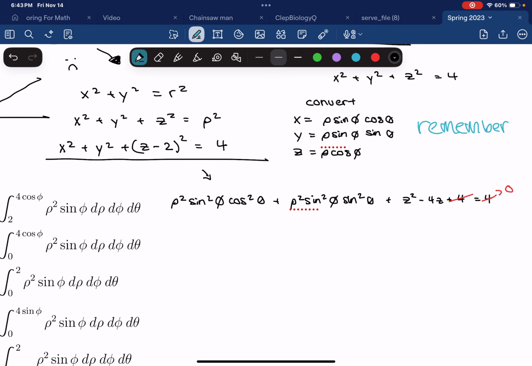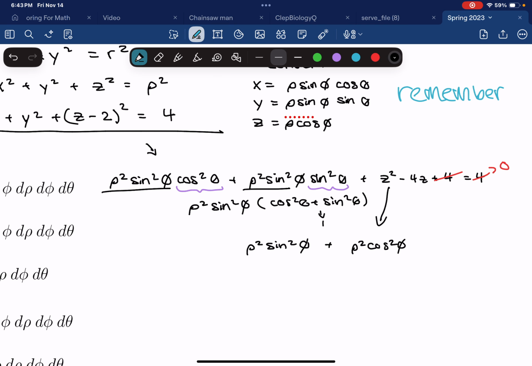Sorry, I had to take a little wrist break right there. Okay, back to it. In this case, you know that you have your cosine theta here, your sine theta here, and these two are the same. So you can factor out rho squared sine squared of phi to get cosine squared theta plus sine squared theta, which just becomes 1. So you get rho squared sine squared of phi, and that would be plus z squared, which is rho squared cosine squared of phi, and this will be equal to 4 rho cosine phi.